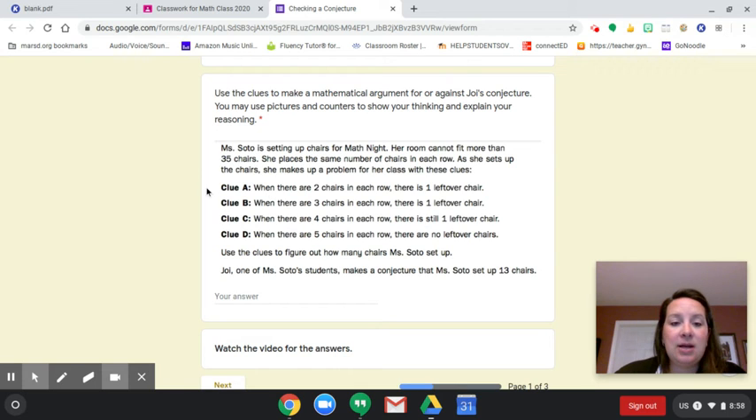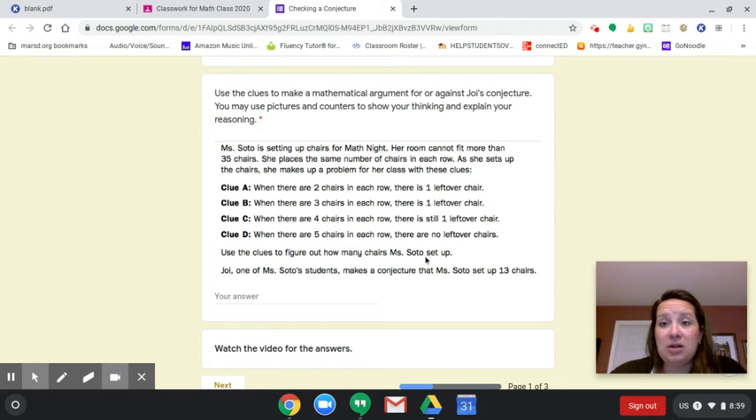So clue A says, when there are 2 chairs in each row, there's one left over. When there are 3 chairs in each row, there is one left over. When there are 4 chairs in each row, there's still one left over. And when there are 5 chairs in each row, there are no leftover chairs. Use the clues to figure out how many chairs Miss Soto set up. Joy, one of Miss Soto's students, makes a conjecture, or an argument, or a guess, that Miss Soto set up 13 chairs.